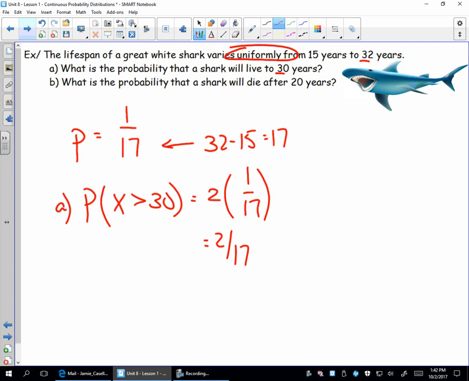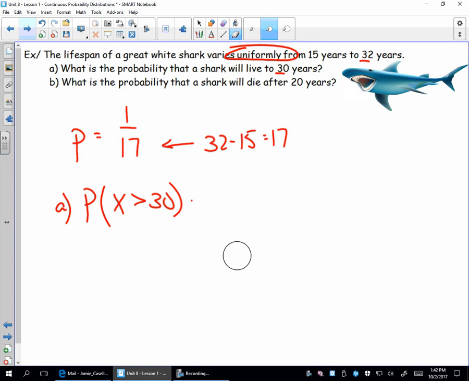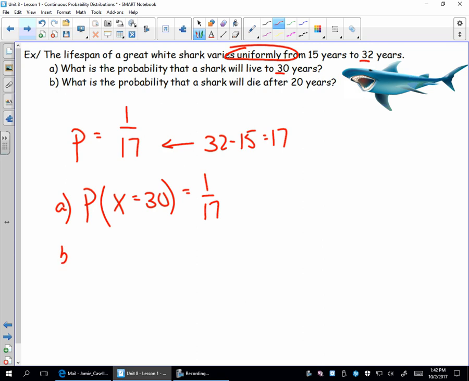Oh, sorry, you know what? I read that question wrong. I want to live specifically to 30 years. Not more than 30 years. We got to fix this. I don't want greater than 30. I want 30. The likelihood we live specifically to 30, that specific year, that's 1/17. If it was more than 30, that's a different question. I didn't read that one carefully.